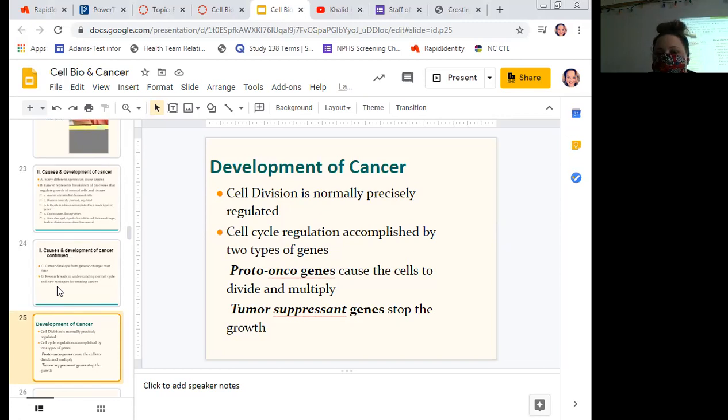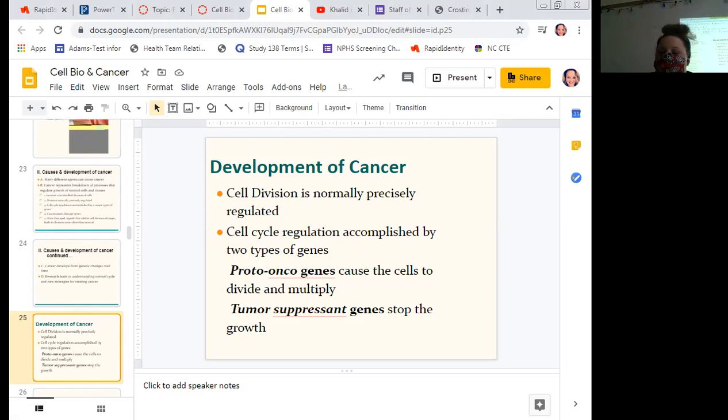Proto-oncogenes cause the cell to divide and multiply, okay? So they cause cell growth. Proto-onco, okay? So think about pro-onco. What is onco? Cancer. So they almost encourage the growth of these cells. Tumor suppressant genes stop the growth. So the body can pick up these abnormal cell growths, and sometimes those tumor suppressant genes work overdrive to stop that growth before it becomes an issue for us.